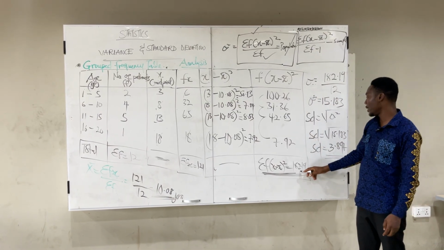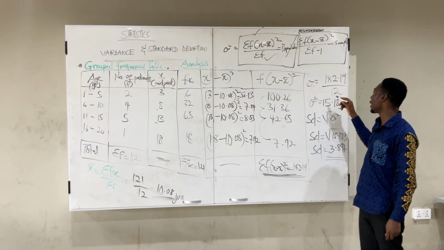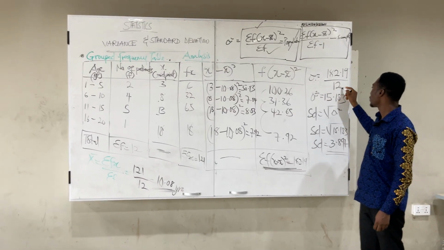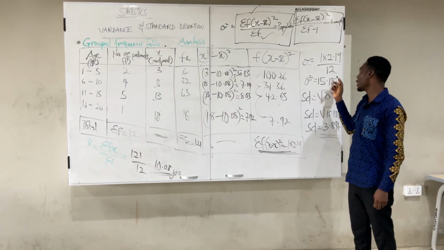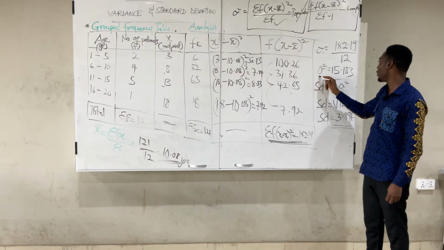Then you see, so we sum up all these. We had 182.19. That is what we've written over here. 182.19 divided by 12. Then we had 15.183. And that is the variance.